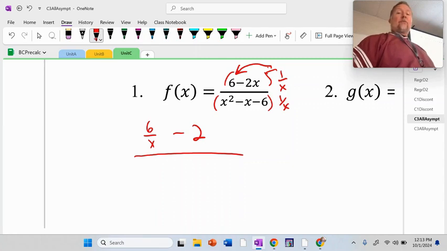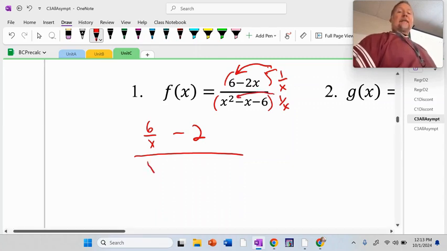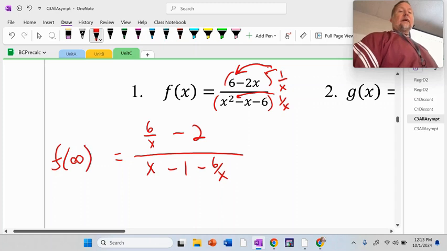What's x squared times 1 over x? That's x. This is the key. This is the big one. This is why I left this here. And then this is minus 1, and then this is minus 6 over x. All right, now here's what we're going to do conceptually. I'm going to plug in infinity. I'm going to plug in a really, really, really large number.